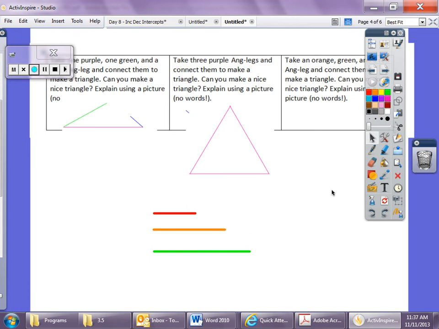Now let me see if we can move these so that we form a triangle. So we can turn. Don't want to do that. Undo it. And now we can move it. And we can turn this one, and move this one. And there we have our triangle. We can make it a little bit better. So we have a triangle.